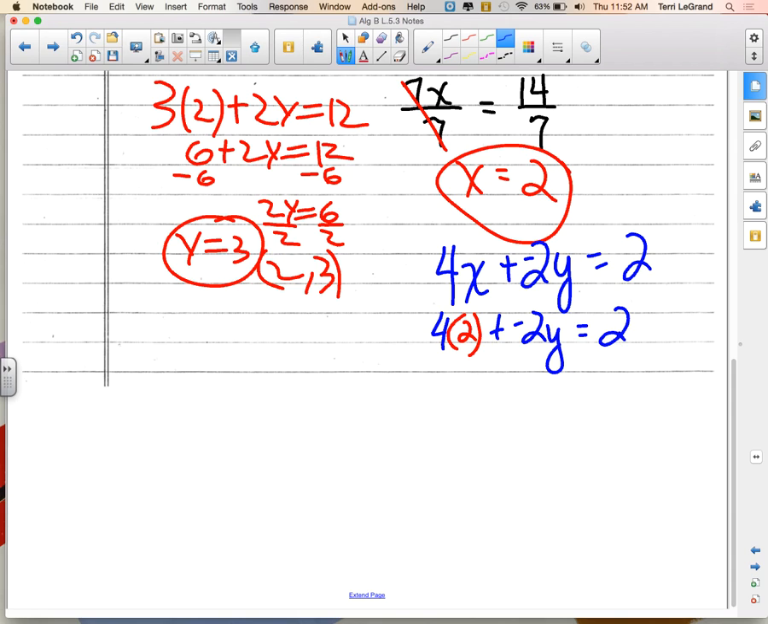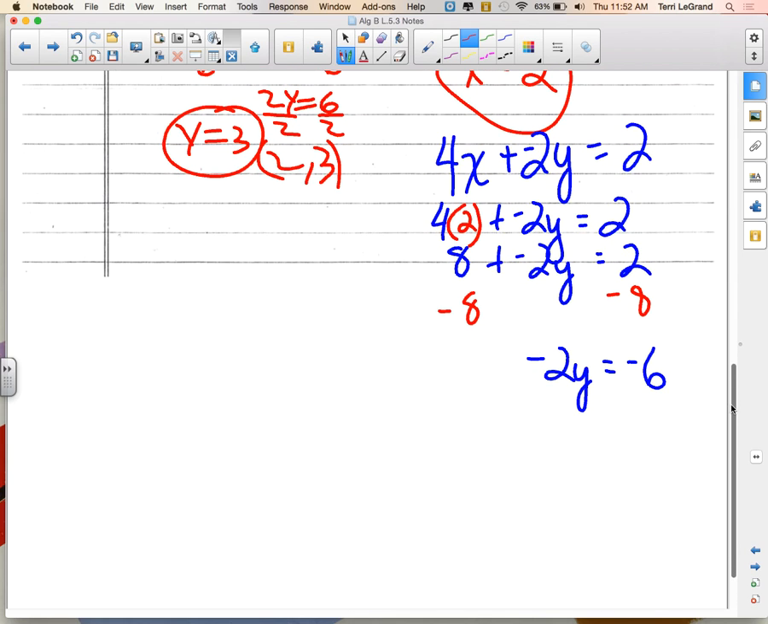Okay, so what does this become? 8. Okay, what are we going to do next? We need to subtract 8. Okay, so take 8 away. Now what? It's negative 2y equals what? Negative 2y equals negative 6. What's going to be our last step? Divide by negative 2. We're going to take negative 2y and divide it by negative 2. We're going to take negative 6 and divide it by negative 2.